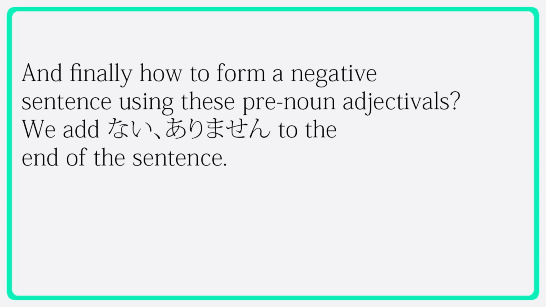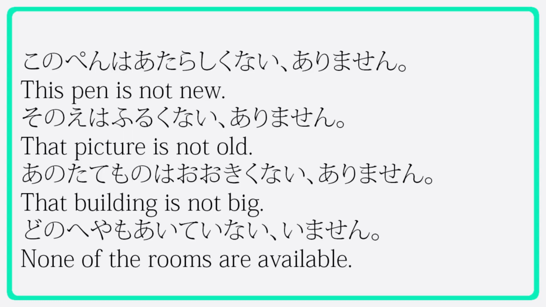We add nai, arimasen, to the end of the sentence. Kono pen wa atarashiku nai, arimasen. This pen is not new. Ano e wa furuku nai, arimasen. That picture is not old.